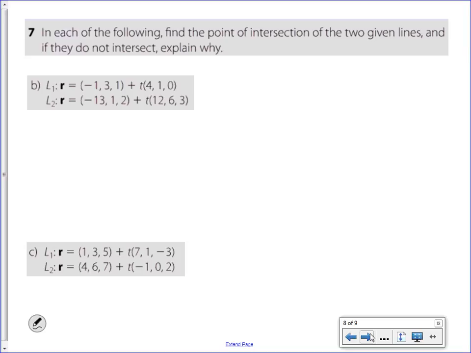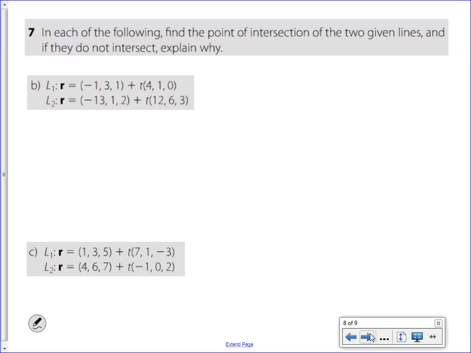All right, so in each of the following, we're going to find the point of intersection of the two given lines, and if they don't intersect, we'll explain why. So in the first example up there, we want to check always if the direction vectors are scalar multiples of each other, because then we have either parallel or coincident lines. We want to make sure we're always looking for that first. So looking at those two direction vectors, 4, 1, 0, and 12, 6, 3, I can see that one is not a scalar multiple of the other.